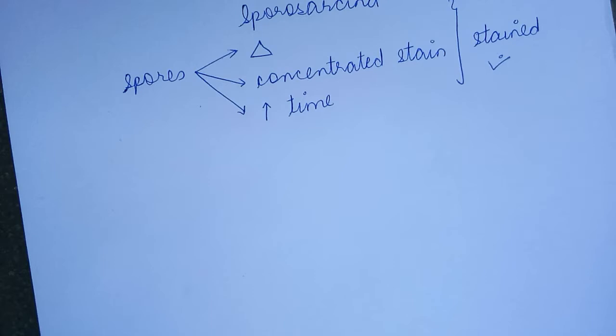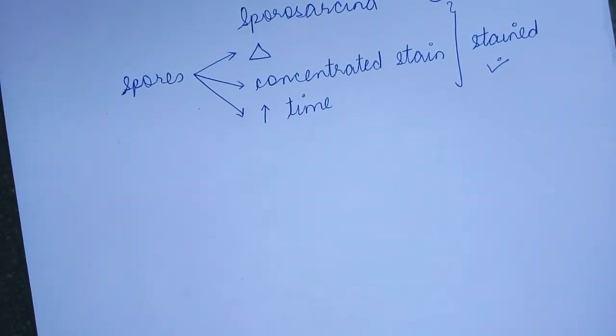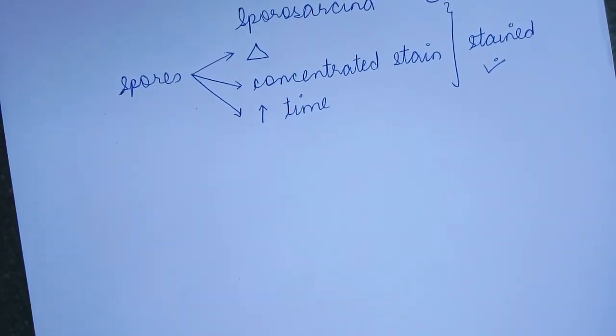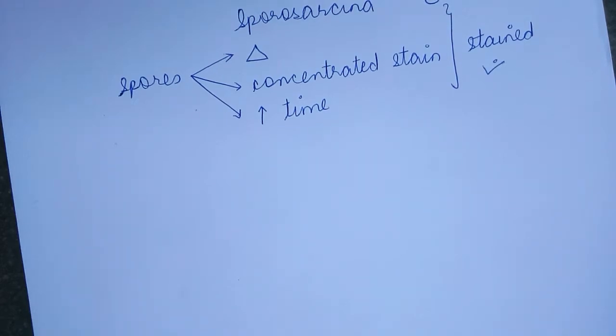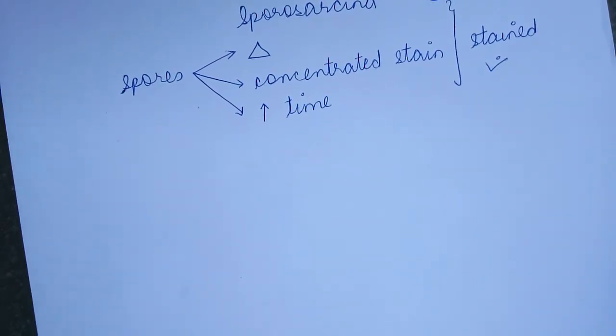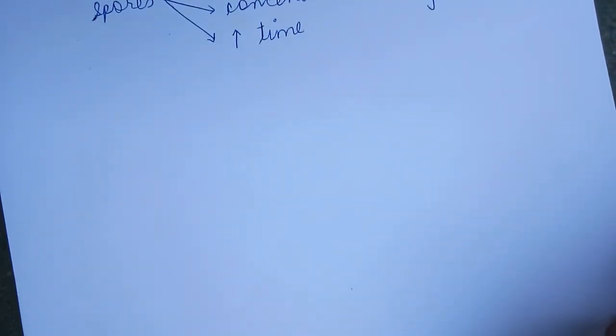Once the endospores of bacteria are stained, they cannot be decolorized, so they resist decolorization also. There are different methods for staining spores of bacteria: Schaeffer's method and Fleming's method. Usually we go for Schaeffer's method.